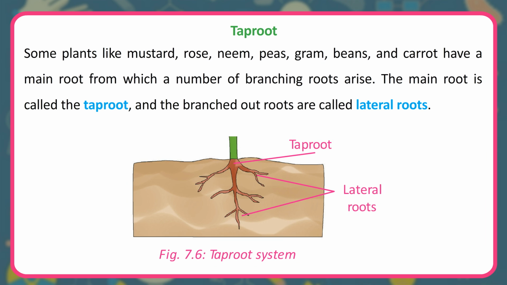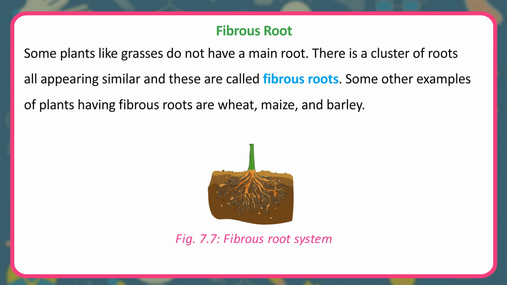Taproot. Some plants like mustard, rose, neem, peas, gram, beans, and carrot have a main root from which a number of branching roots arise. The main root is called the taproot, and the branched out roots are called lateral roots. Fibrous root. Some plants like grasses do not have a main root. There is a cluster of roots all appearing similar and these are called fibrous roots. Some other examples of plants having fibrous roots are wheat, maize, and barley.